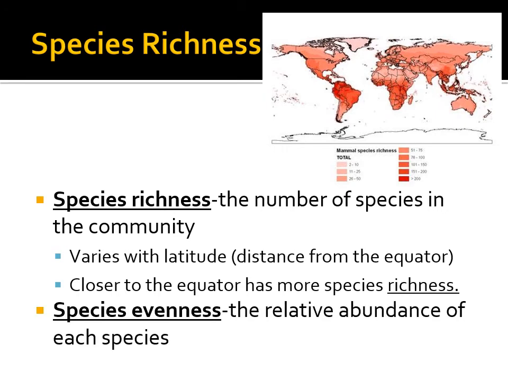Species evenness, this refers to the relative abundance of each species. So we would look at an area sometimes to see if it has roughly an equal number of maybe bird species to insect species. That would show us if an area has species evenness or not. Some areas have more species evenness than others, depending on what the climate's like and what type of interactions happen with the organisms there.